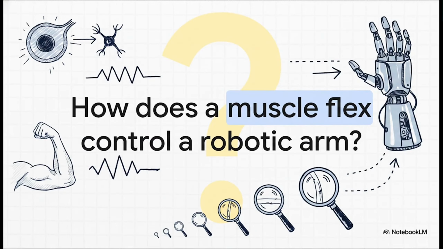It sounds a bit like science fiction, right? How exactly does a simple muscle flex manage to control a complex robotic arm? To answer that, we're going to start at the absolute micro level with a single muscle twitch, and then build our way up to advanced human-computer interfaces. By the end, you'll see exactly how biological intent becomes mechanical reality.